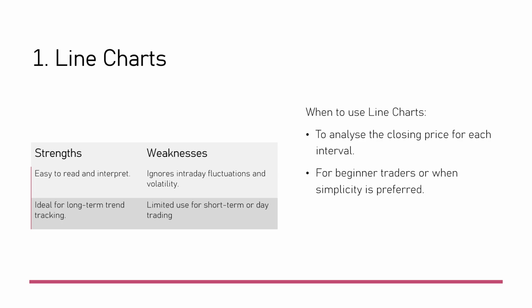They're perfect when you want to analyze the closing price for each time interval, especially when evaluating trends over weeks, months, or years. They're also ideal for beginner traders, or any situation where simplicity is preferred, such as when looking at overall market direction without getting overwhelmed by details. Overall, line charts are like the big picture view in trading. They provide clarity, but when it comes to complex price action or short-term trading, other charts like bar or candlestick charts may offer more insight.